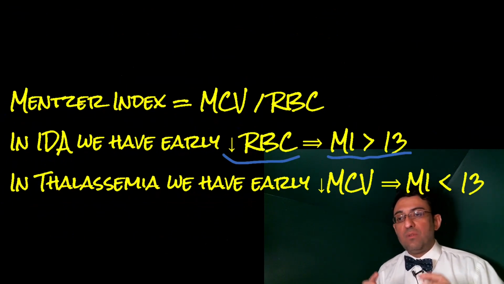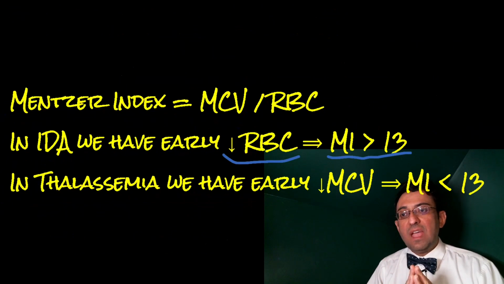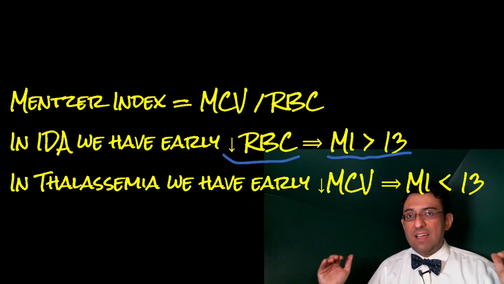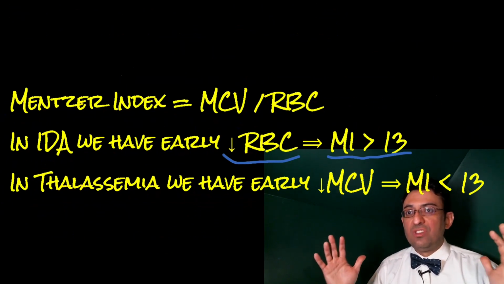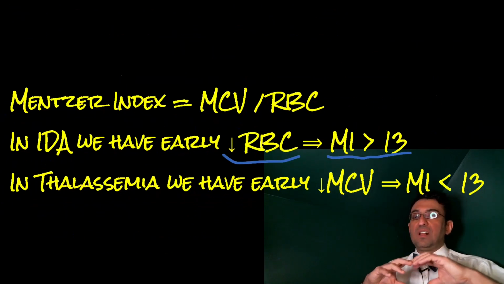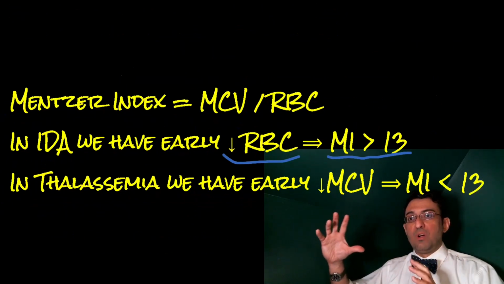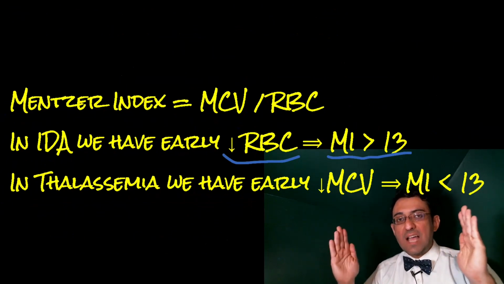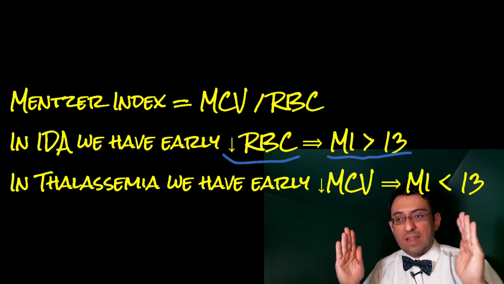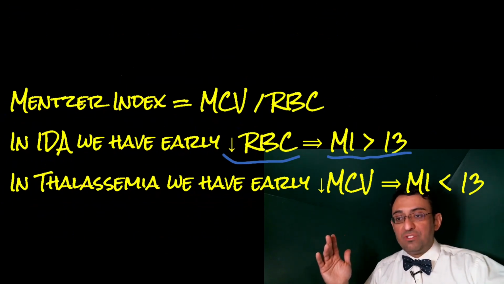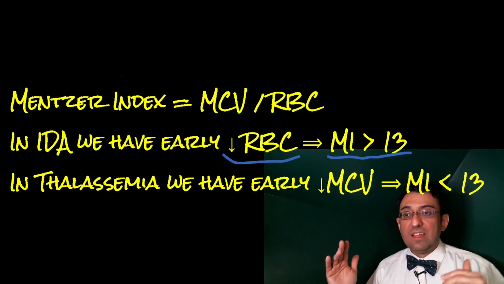In thalassemia, from the very beginning, we have reduced size of all cells. We do not have much anisocytosis. Red cell distribution width is not increased. We do not have sizes of cells that are normal or small. All of the RBCs are small, therefore the size distribution is not very wide. So we say red cell distribution width, contrary to iron deficiency anemia, is not increased in thalassemia.